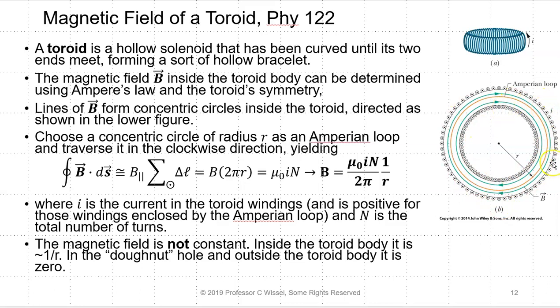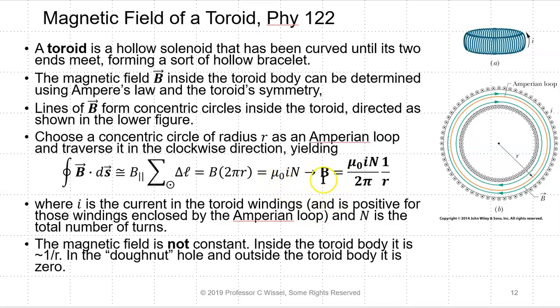We're going to choose one of these concentric circles, one of radius little r, as an Amperian loop, and traverse it in the clockwise direction, yielding the sum. Because the magnetic field is constant along the circumference of the circle, we can pull the magnetic field out in front of the summation sign. So we can say B parallel times the sum of all the delta L here, and that's just the circumference, has to equal B times 2 pi r, the circumference of the circle, and that has to equal, by Ampere's law, mu naught I times n.